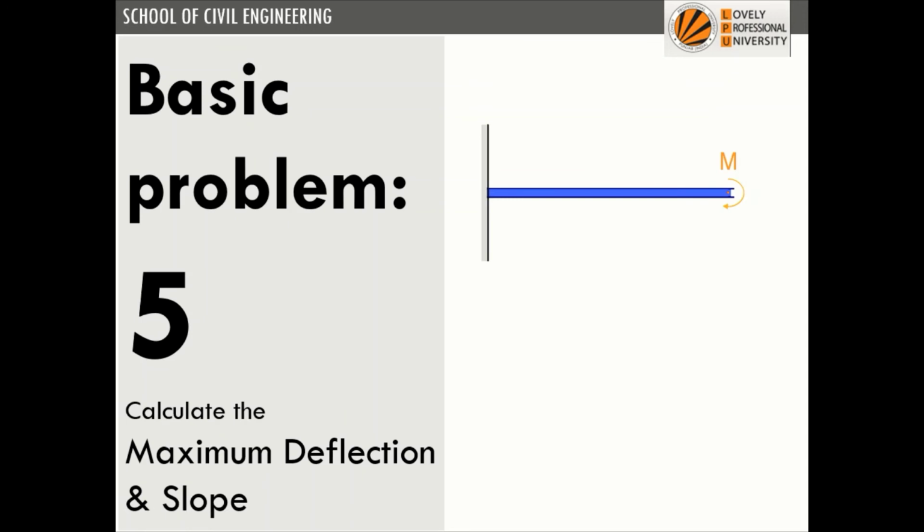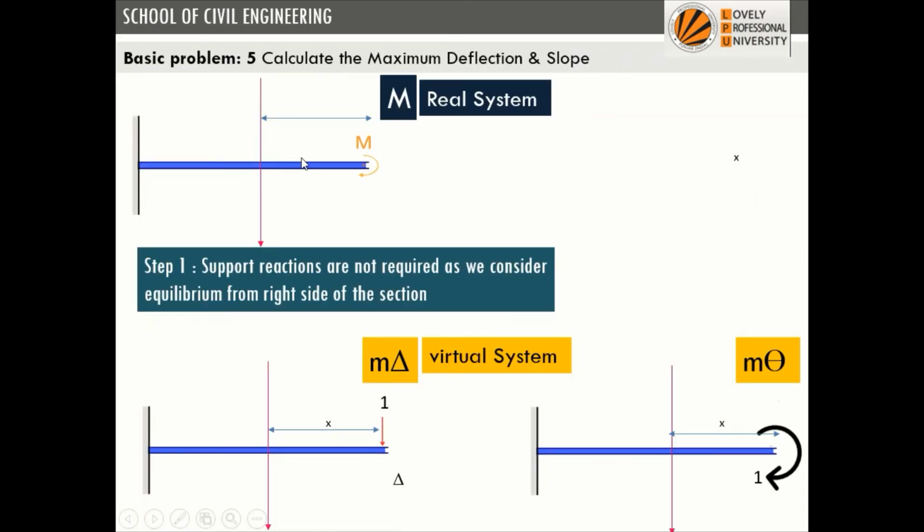Now the next problem: this is a cantilever with a moment or a couple at the free end. How will we solve this? Again we'll split the structure into a real system and virtual systems. We want to calculate deflection, so for deflection we'll put a point load at the free end, and similarly we want to find the slope at the free end, so we'll put a unit moment at the free end. This virtual system will help to calculate deflection. This virtual system will help us to calculate the slope, and this is the real system.